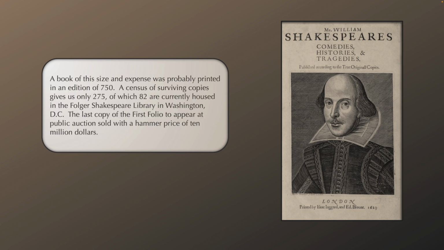So a book of this size and expense was probably printed in an edition of 750. A census of surviving copies today gives us only 275. The rest are presumed lost or destroyed. 82 of these copies are currently housed in one place, the Folger Shakespeare Library in Washington, D.C. The last copy of the first folio to appear at public auction sold with a hammer price of $10 million. So you can imagine that the 1623 folio has been the subject of attempted heists and forgeries for years, and there are interesting documentaries about some of those you can find online.